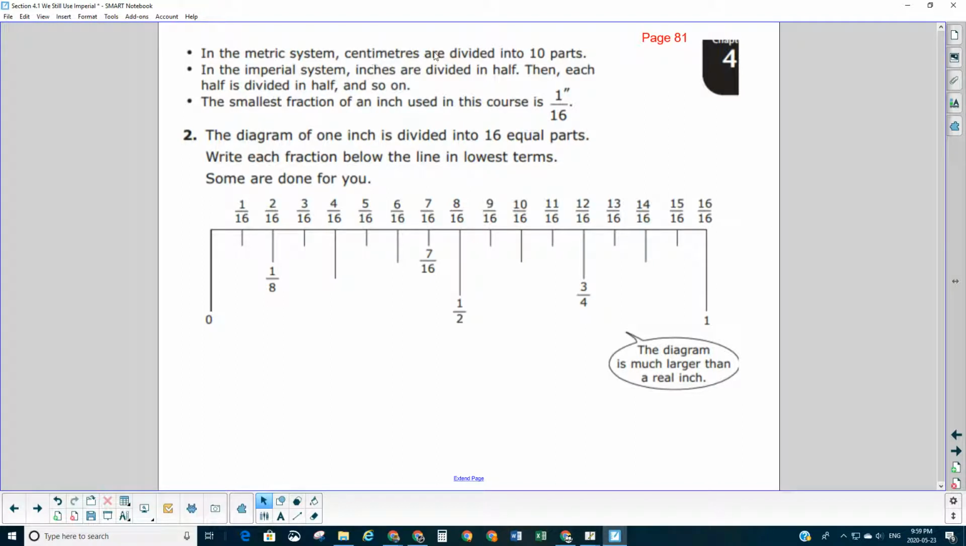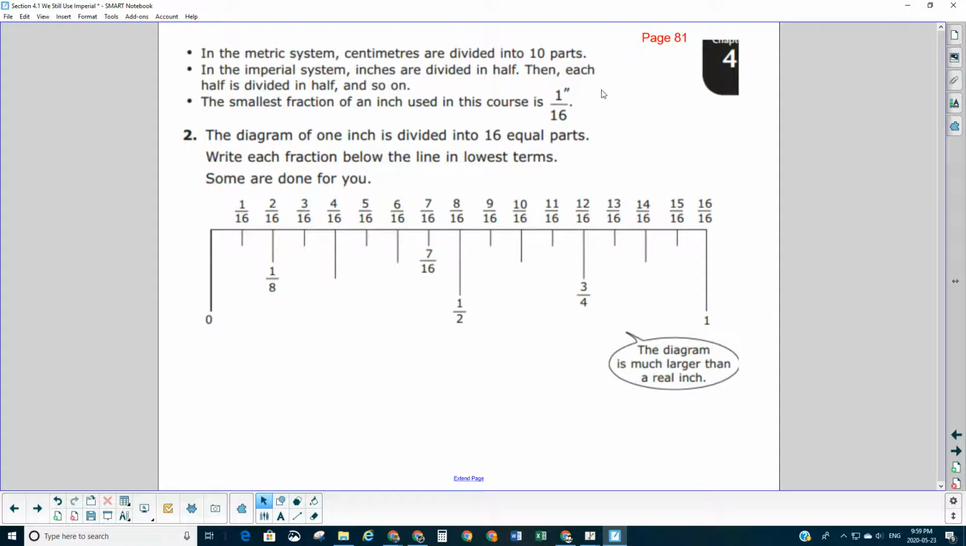In the metric system, it's divided into 10 parts, but in the imperial measurements, it's divided into halves, or half of a half, or half of a half of a half. In this particular one, we're going to go as far as a half of a half of a half of a half, which is 1/16. Many of your rulers actually go down to 1/16. Some go even smaller, to 1/32.